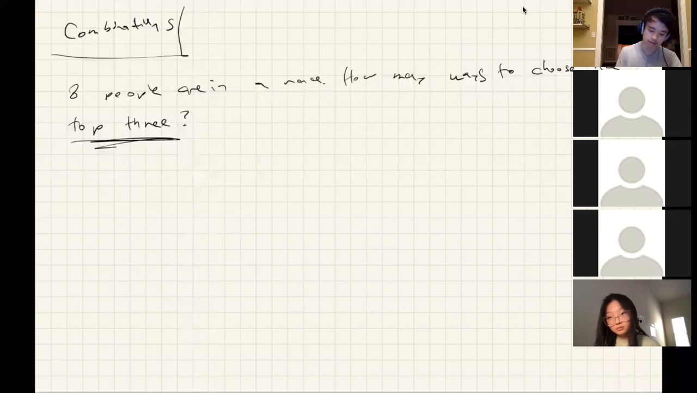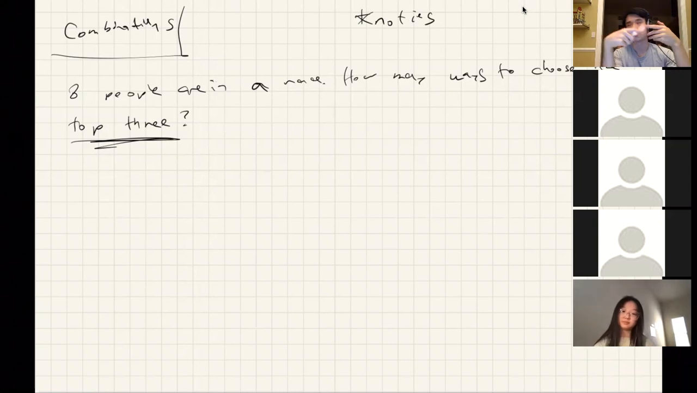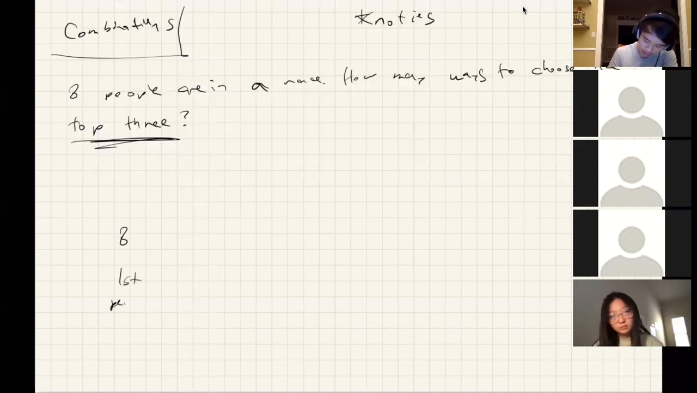How about a combinations question? So 8 people are in a race, same scenario as before. There's no ties. Now, how many ways are there to choose the top 3 people? The first thing that you might want to do is choose the first person in the top 3. There's 8 people out of which we can choose the person who's in the top 3.